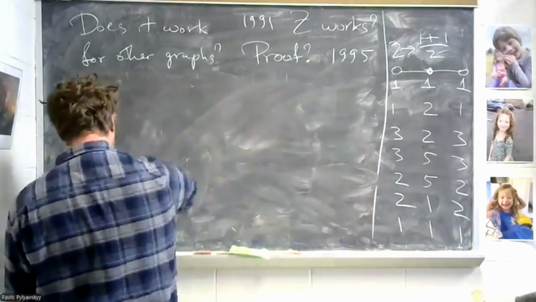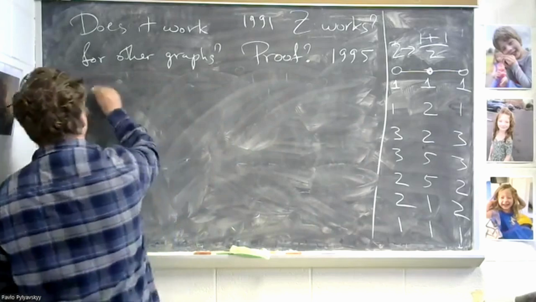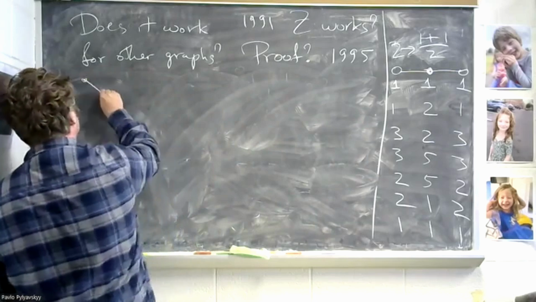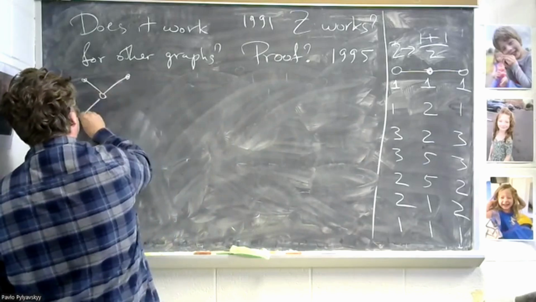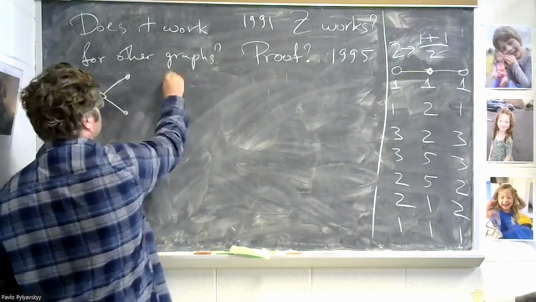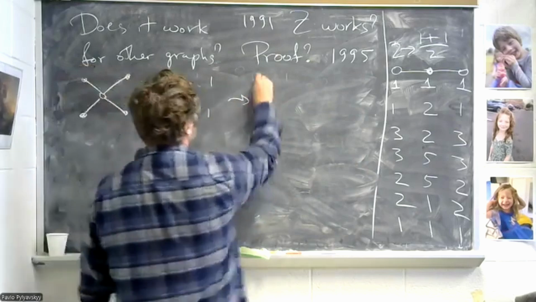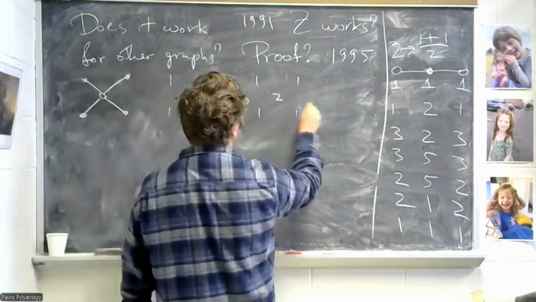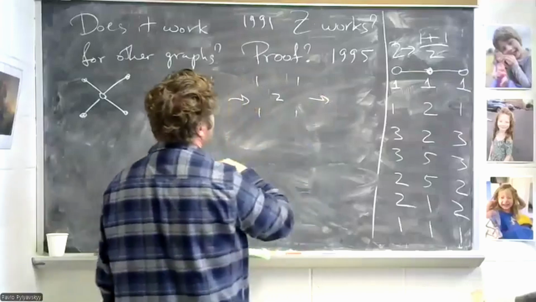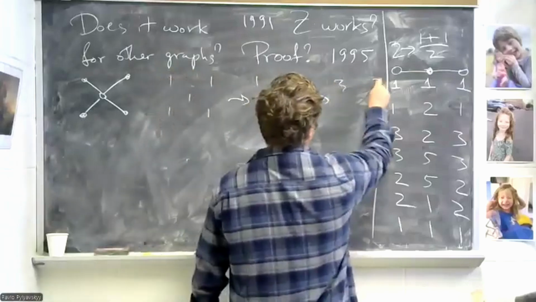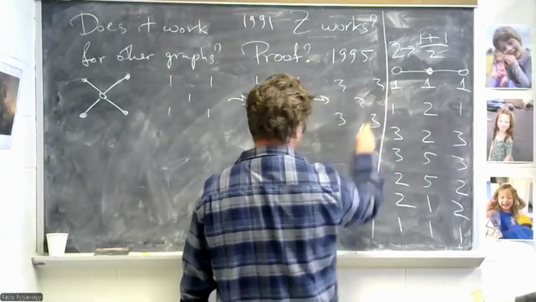except it has 4 petals. So the other one looked like this. So let's try the same thing. 1, 1, 1, 1, 1. This becomes 1, 1, 1, 1, 2. This becomes 3, 3, 3, 3, 2.